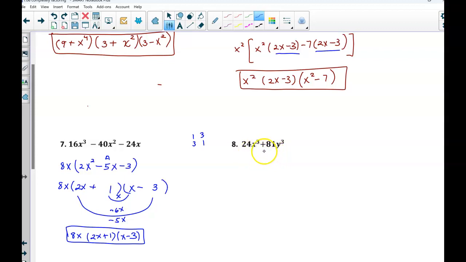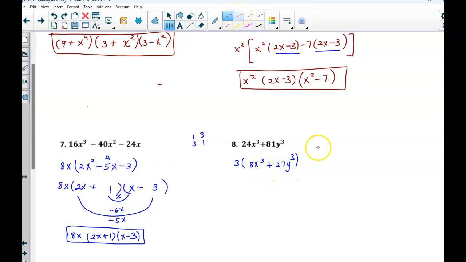Well, there aren't 3 terms, but again, first thing, is there a GCF? Well, I know that 3 goes into both 24 and 81, so I'm going to factor it out. And when I do, I get 8x cubed plus 27y cubed, since 3 goes into 24 eight times and into 81 twenty-seven times. And so I just factored out a 3.